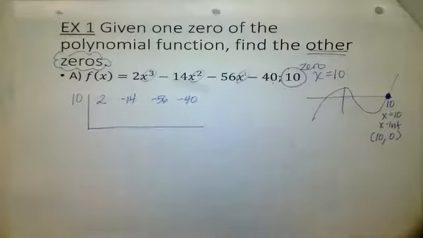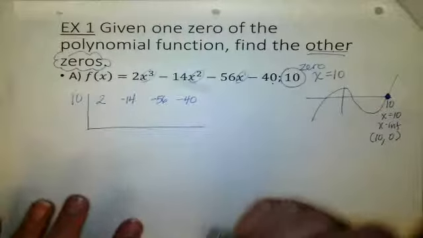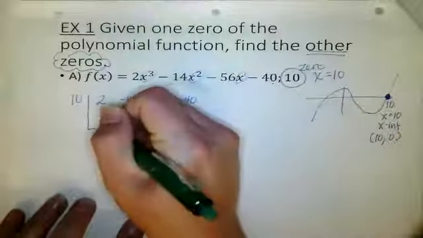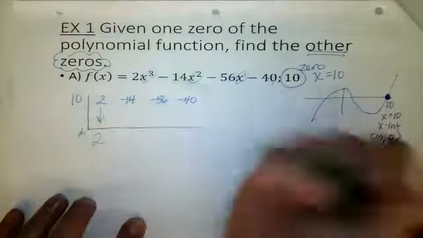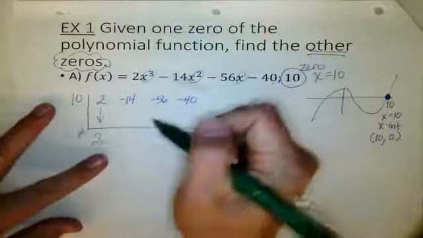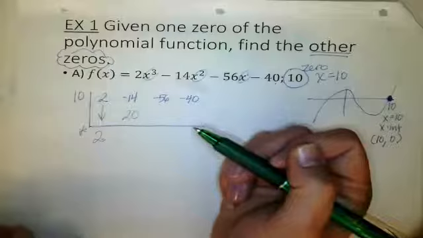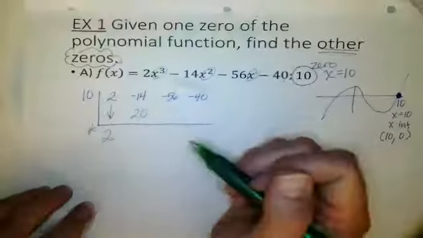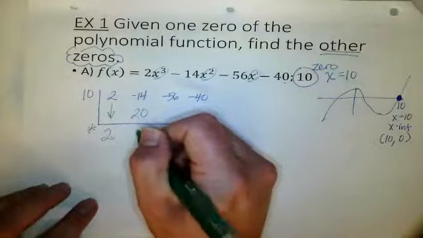Now we can go ahead and do the synthetic division, and synthetic division is a weird magical process. So it starts with combining. 2 plus 0 is 2, and then we multiply. 2 times 10 gives you what? 20. And then you combine. -14 and 20 is 6.